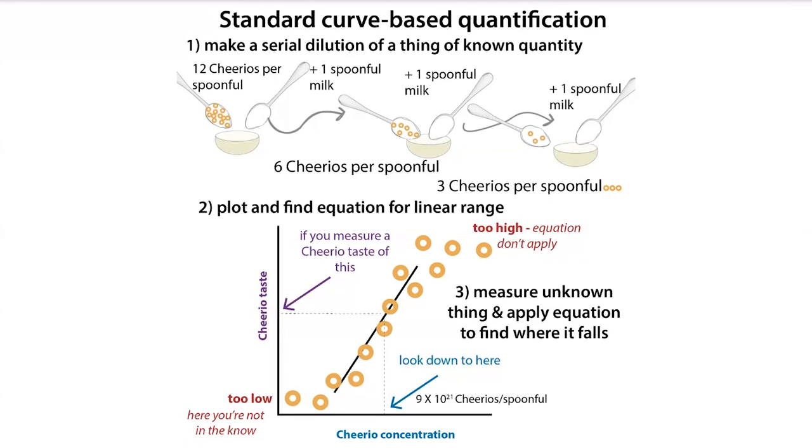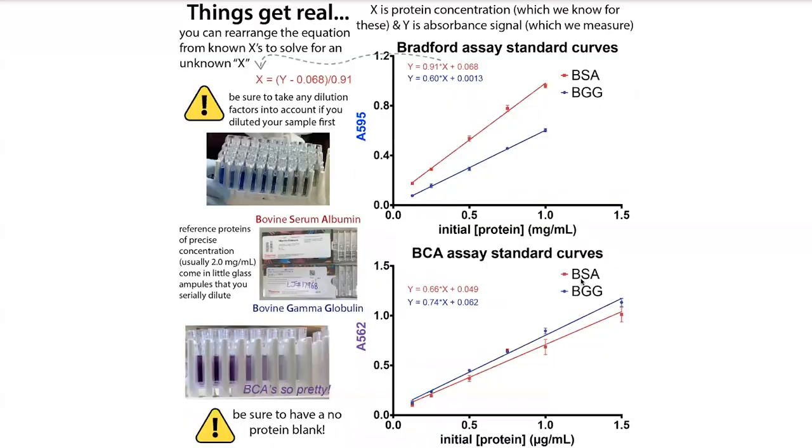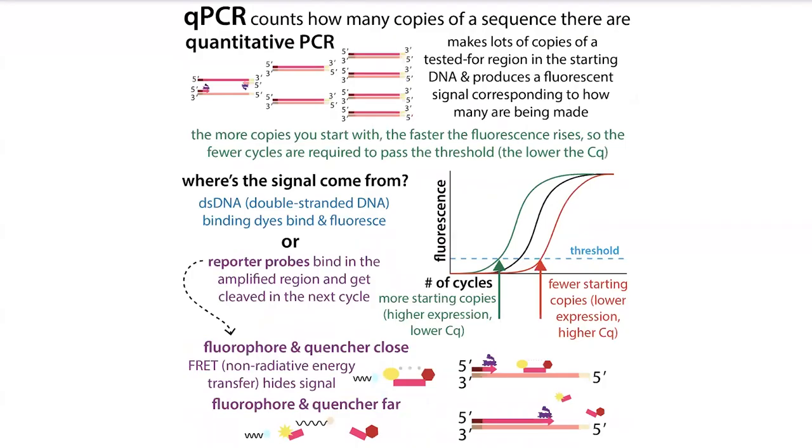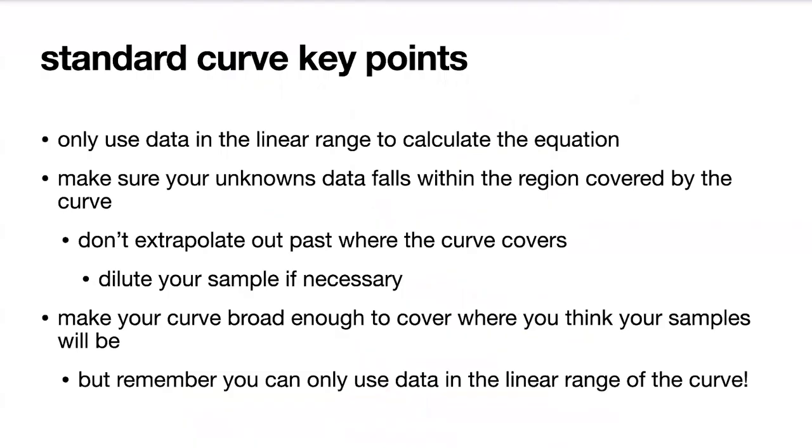We measure the signal from a range of concentrations. This is going to give us a curve, and we can use a computer with linear regression tools to figure out this equation for the slope of the linear part of the line. We can then apply this equation to our sample to figure out where our sample is, or we can look at the graph and look over from where our sample measured to what concentration that corresponds to. We'll get much more into the details, but this technique is going to be really useful for things like protein quantification and qPCR quantification, but there are some key things that you need to keep in mind when you're using one of these.